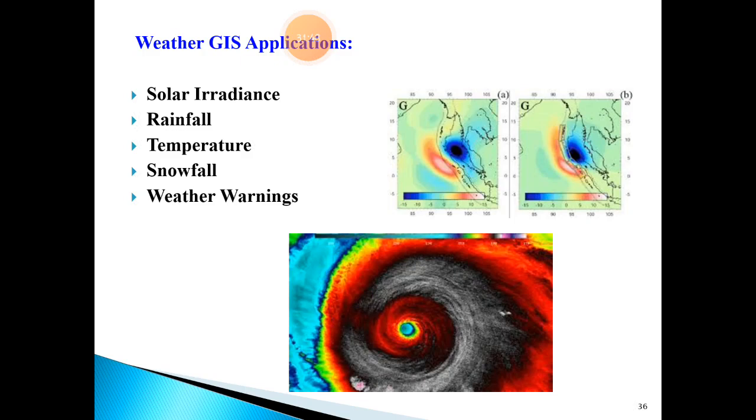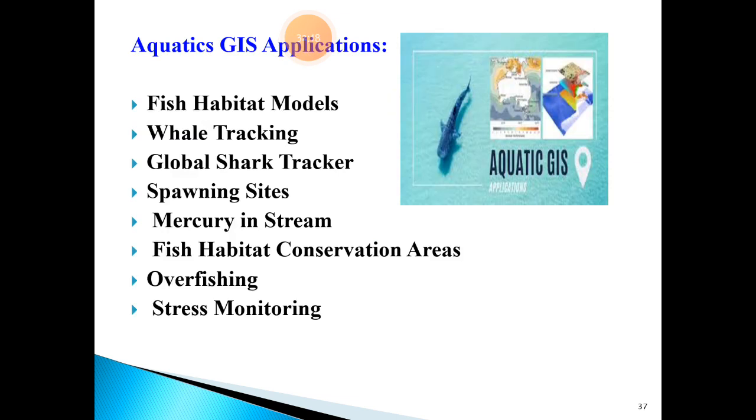Next is GIS finds its application in weather prediction or mapping. It is used to record light reflections and their concentrations, which we call solar irradiance, that would help us to harness the solar power. It gives the details of rainfall, temperature, snowfall, weather warnings, warnings of oceanic anomalies, etc.